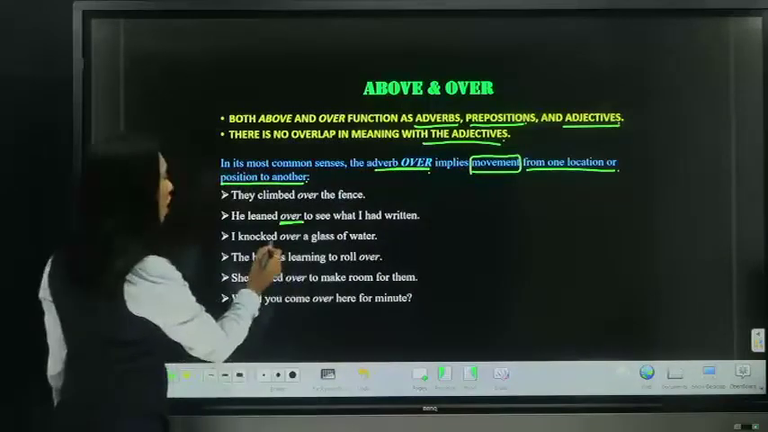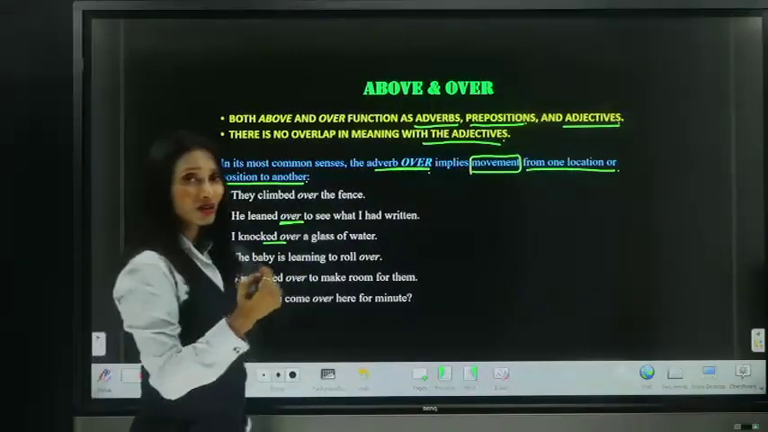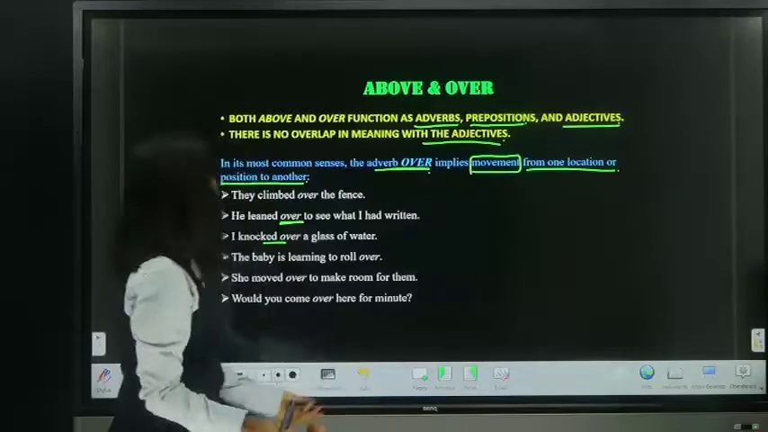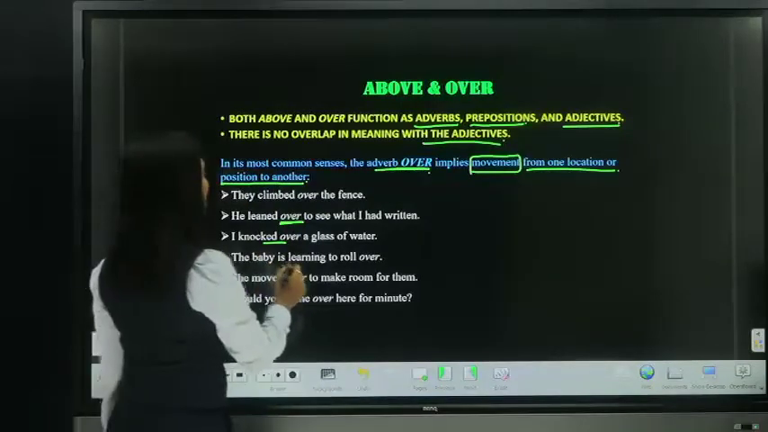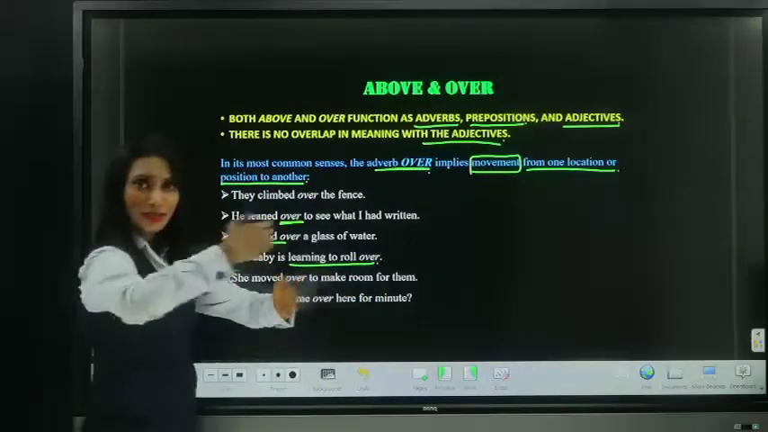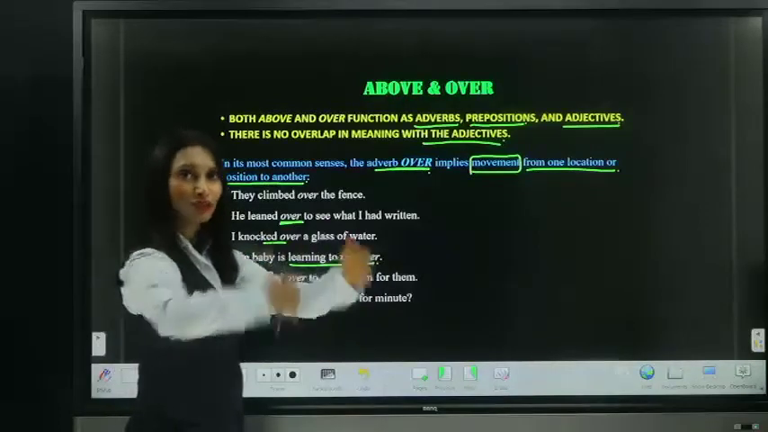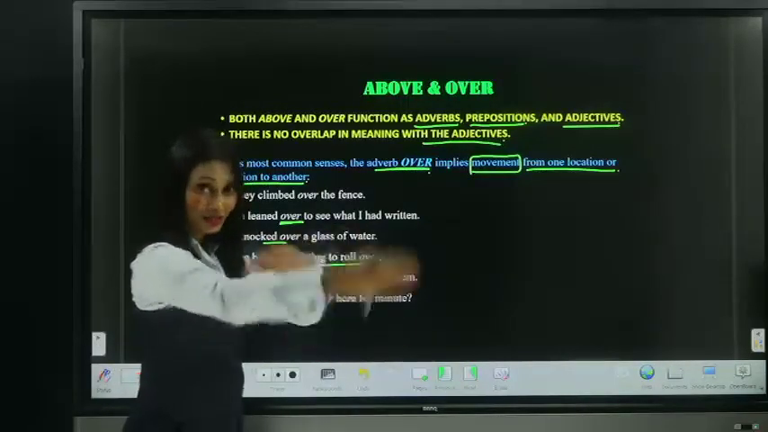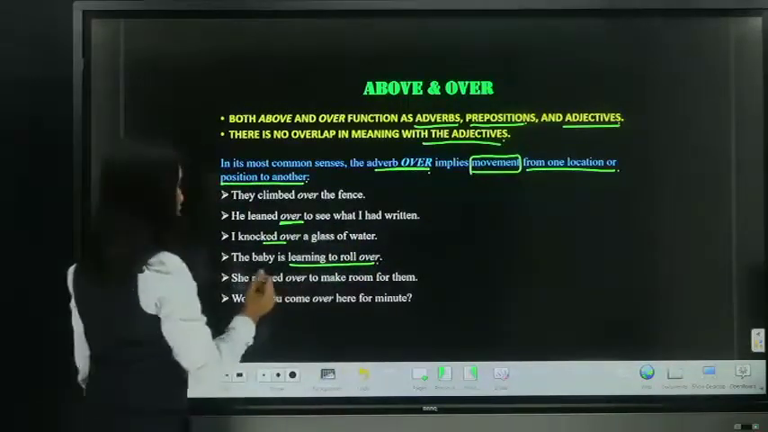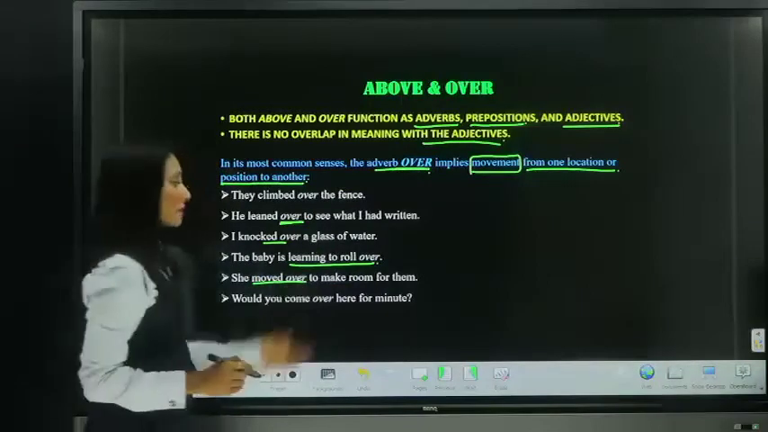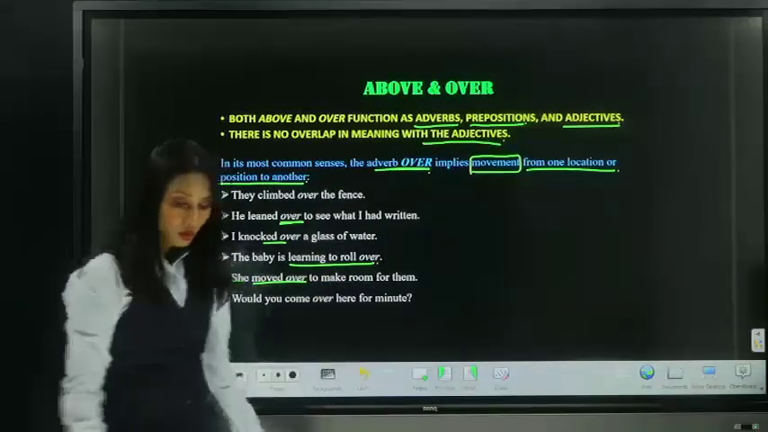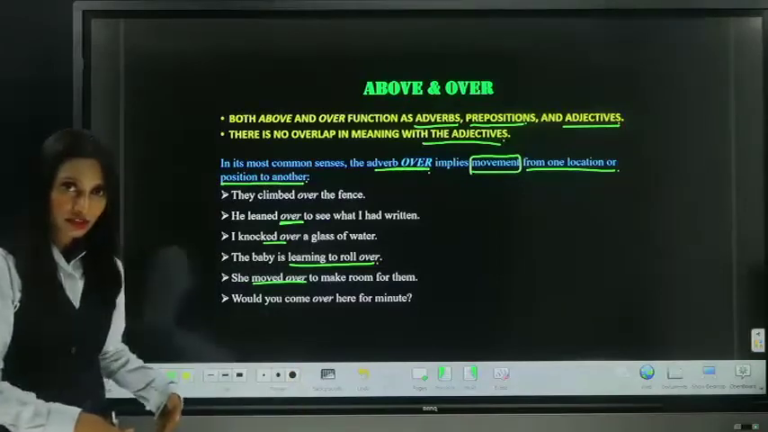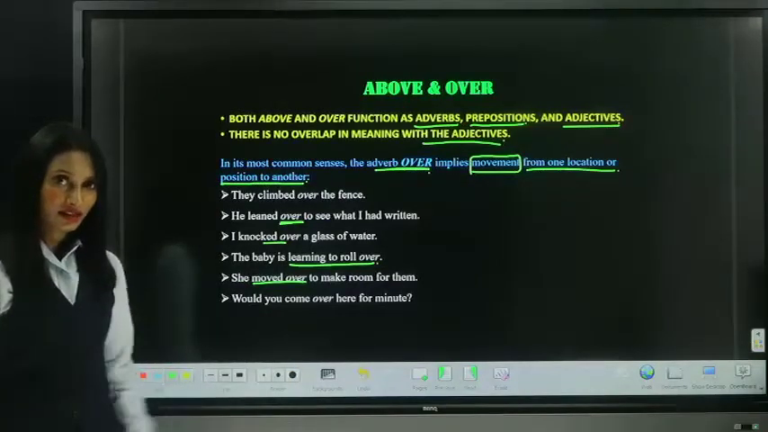Next, I knocked over a glass of water. I made it slip. The baby is learning to roll over. See, babies generally crawl and then roll over. So there is a change in position and location. She moved over to make room for them. Move over. There is a change in location as well as position.